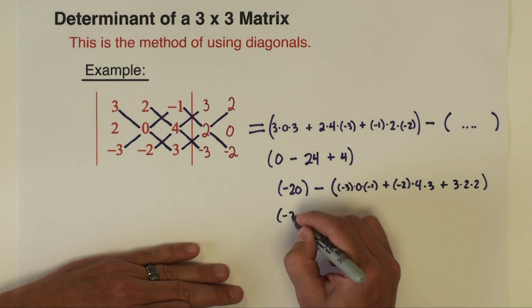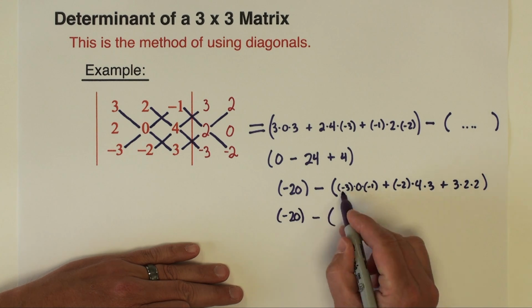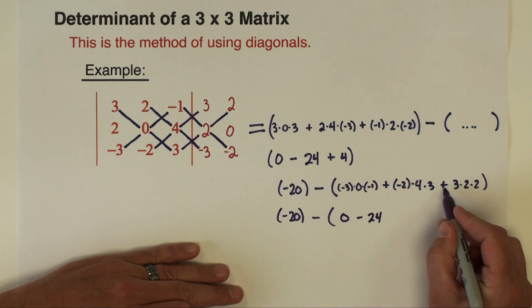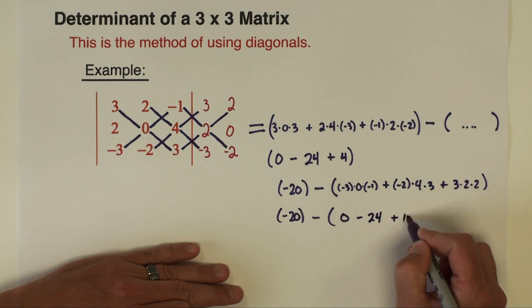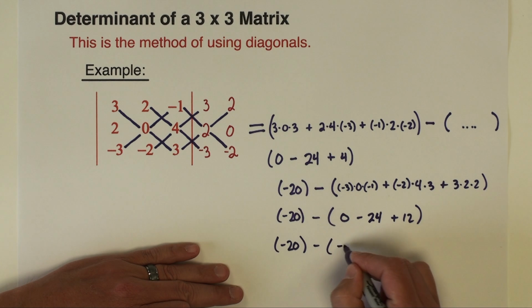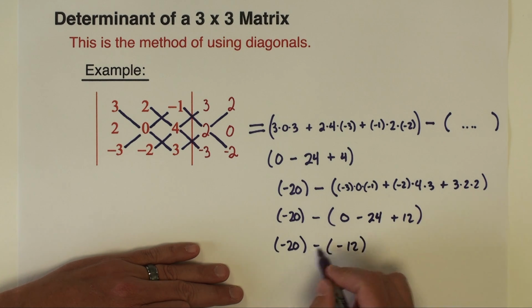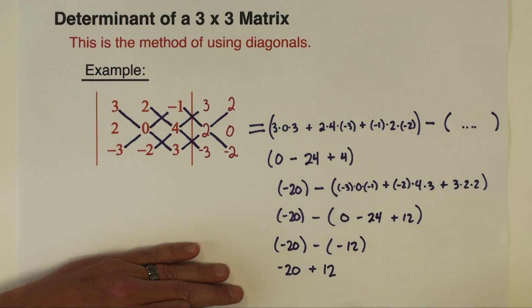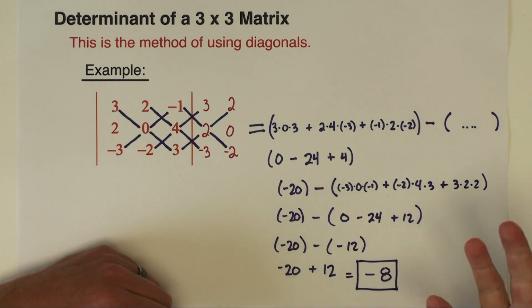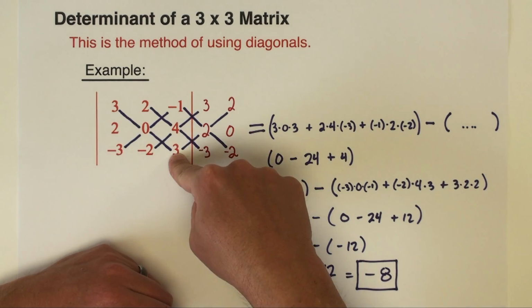So we're just going to hang on to that negative 20. It's already worked out. And then here, that's going to be 0. That's going to be negative 24. And then this over here is going to be 12. So we've got negative 20 minus, that looks like negative 12. The two negatives make positive there. So we've got negative 20 plus 12. And the result there is negative 8.